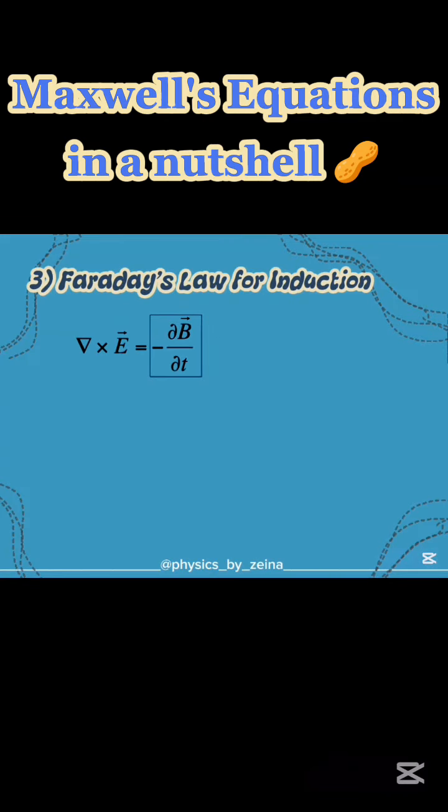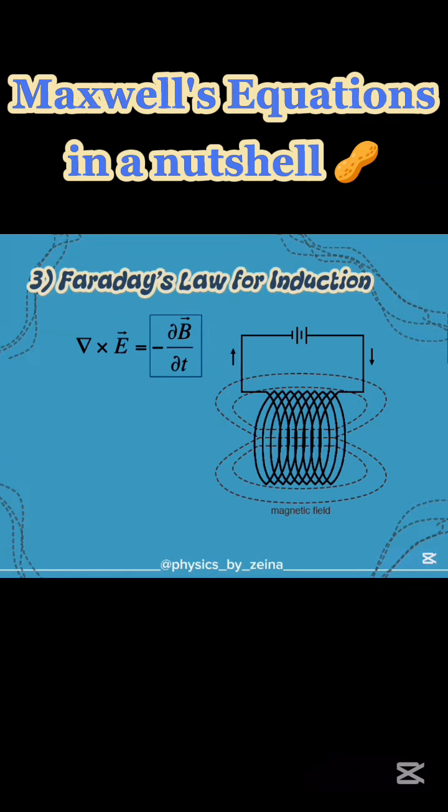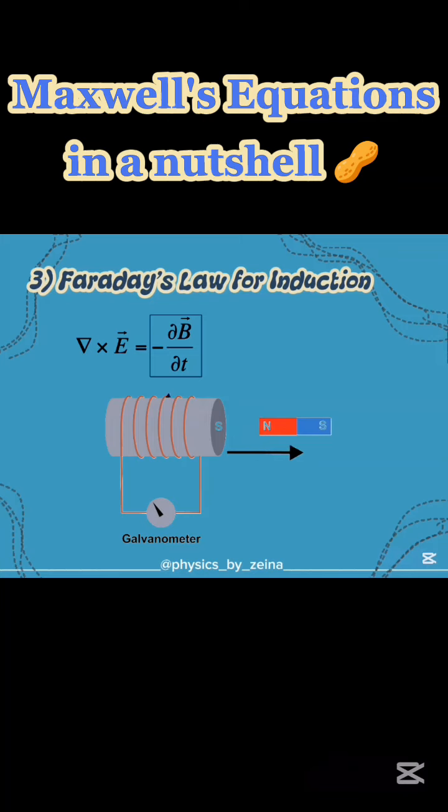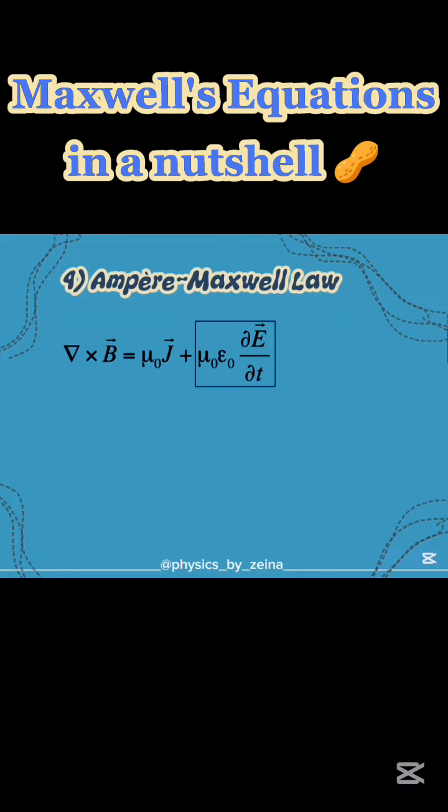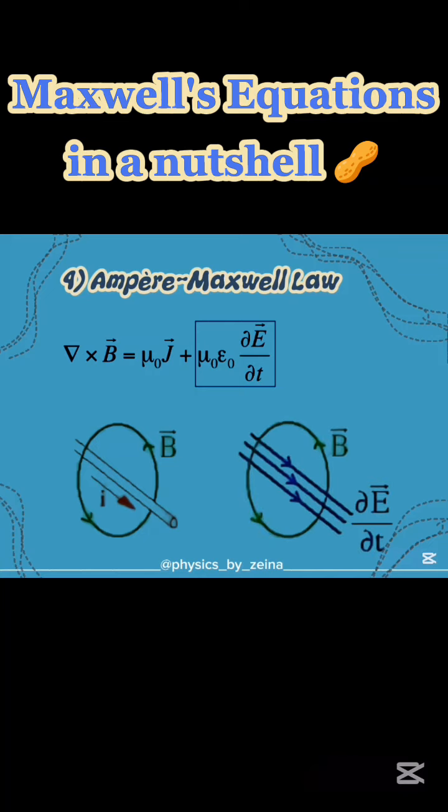The third law states that in a closed circuit, changing the magnetic field induces an electromotive force that generates an induced electric current in it. For example, moving the magnet closer or farther away from a coil can produce an electric current in the wire. This means that the electromotive force induced in a closed circuit is proportional to the rate of change of the magnetic flux.